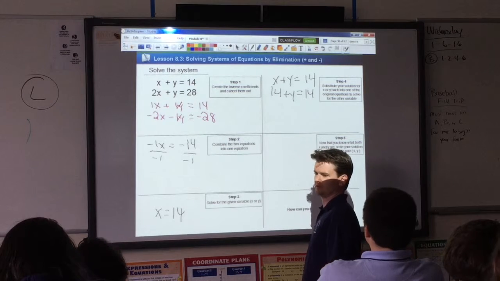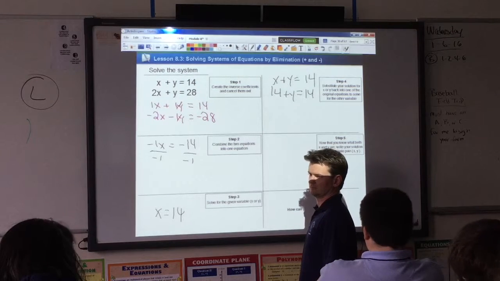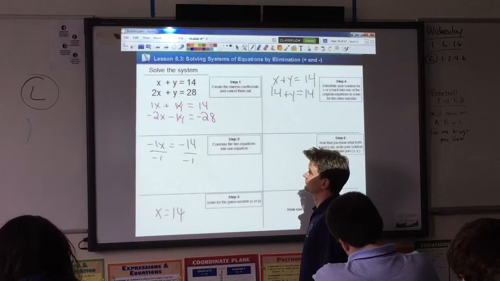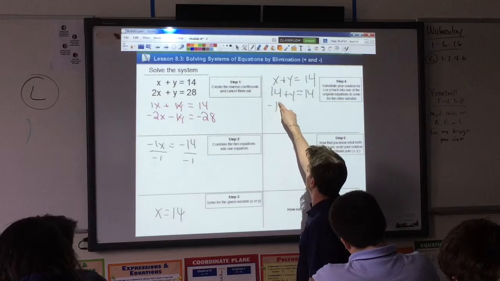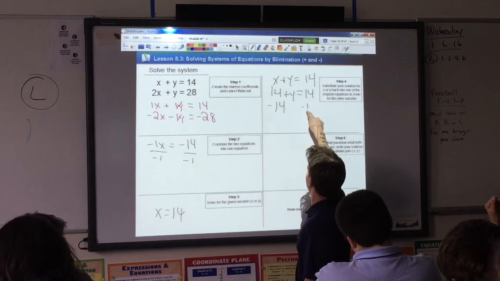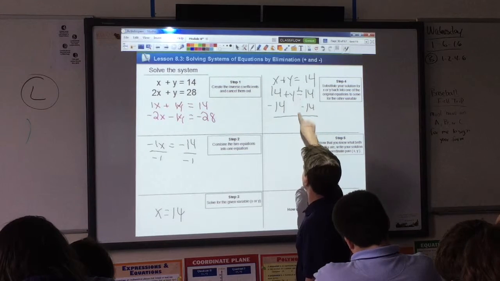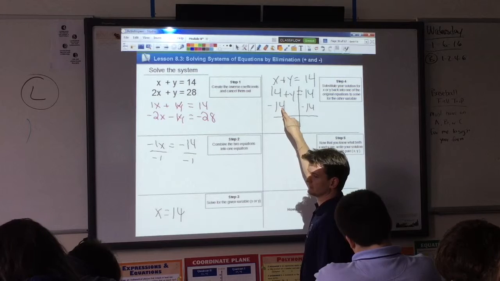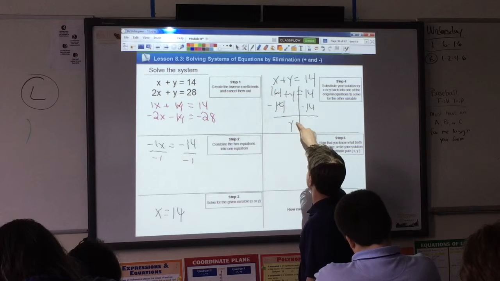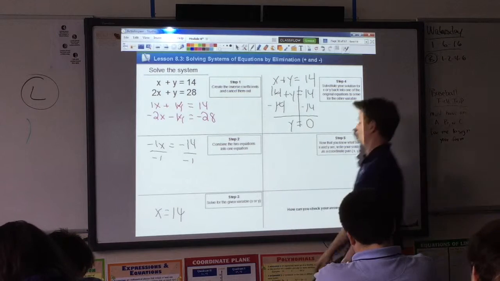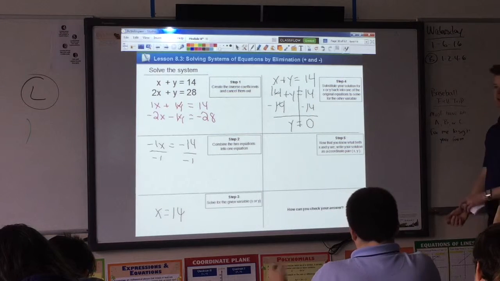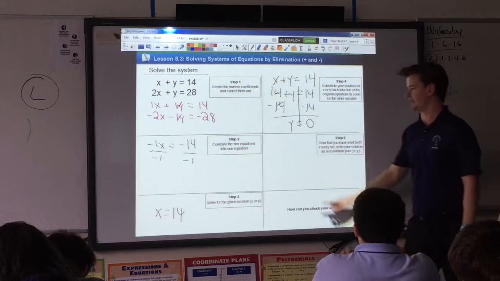What do I do to solve for Y? On the left side, I subtract 14. And then you do it on the right side. And I do it on the right side, and draw my line. What happens to these 14s? Cancel, and I end up with Y is equal to, what happens here? Zero. Y is equal to zero. Now that I know both of them, I know my answer.